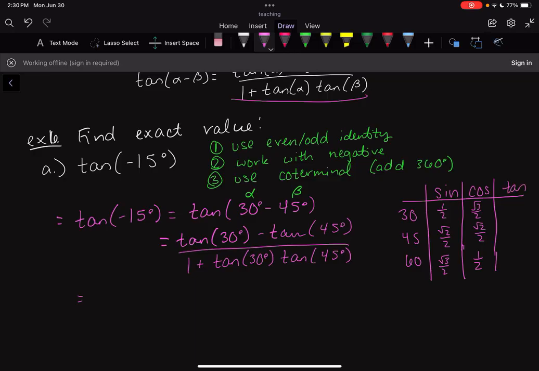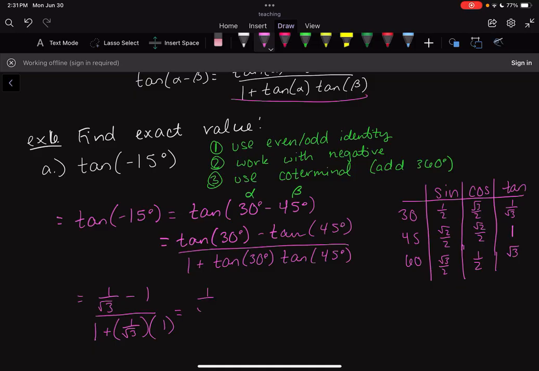So tangent is sine over cosine. So for 30, it'd be 1 over root 3. For 45, it'd be 1. For 60, it'd be root 3. So for 30 degrees, it's 1 over root 3. Tangent of 45 is 1. Tangent of 30 is 1 over root 3. And then tangent of 45 is 1.